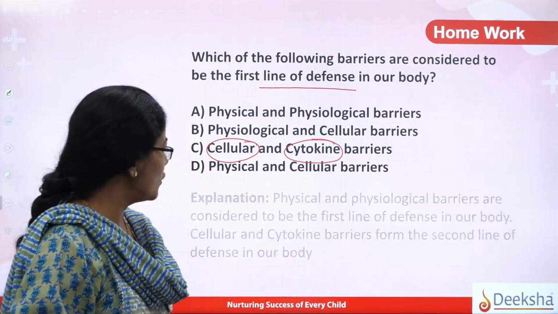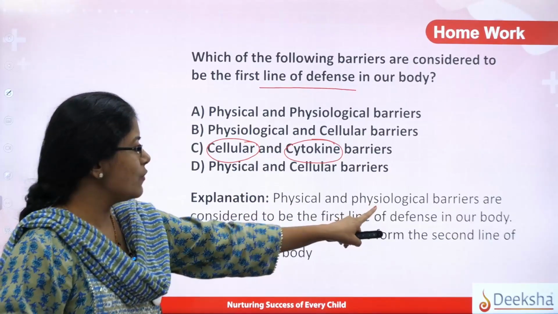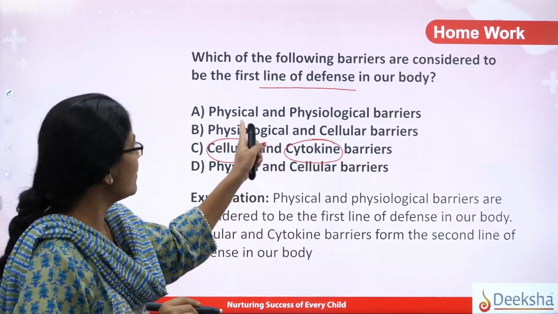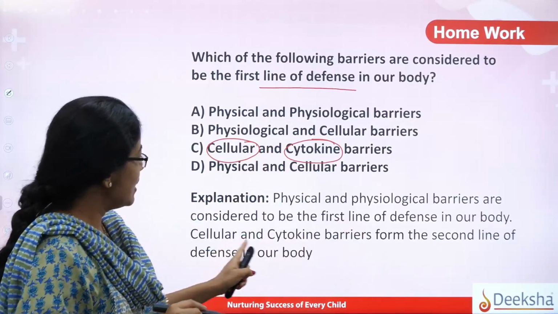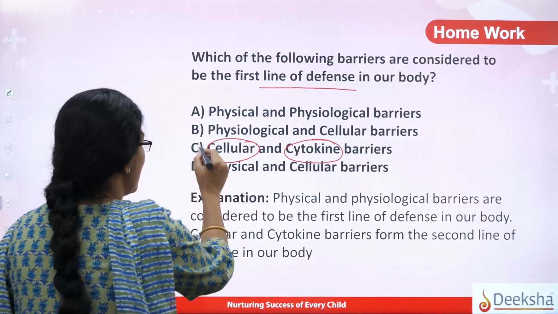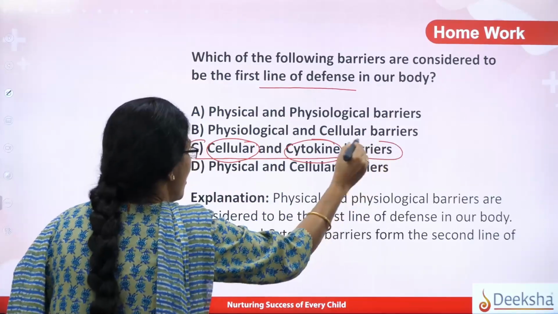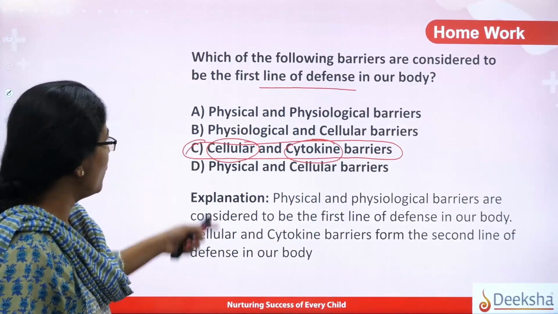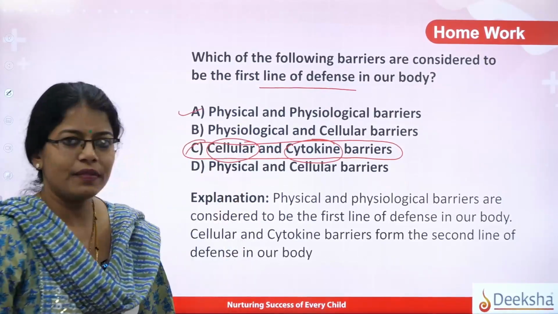So you are going to get a hint: physical and physiological barriers are considered to be the first line, and cellular and cytokine form the second line. So these are going to be the second line of barrier. Okay, so your answer is going to be which one? Yes, you're very right. The answer is going to be option A.